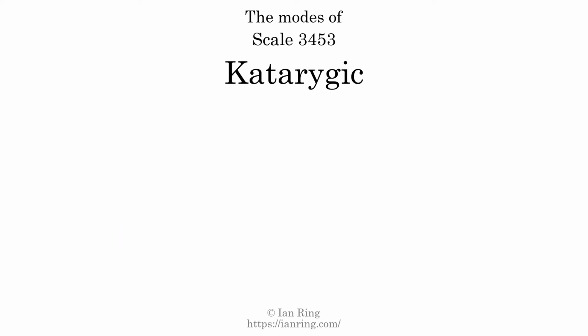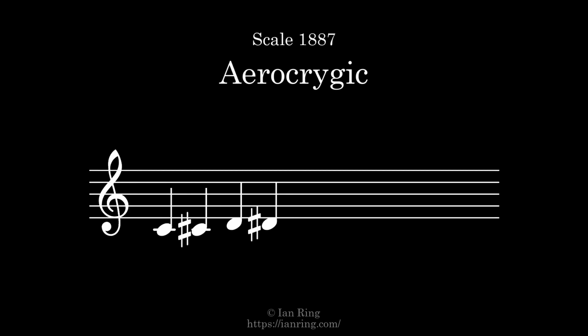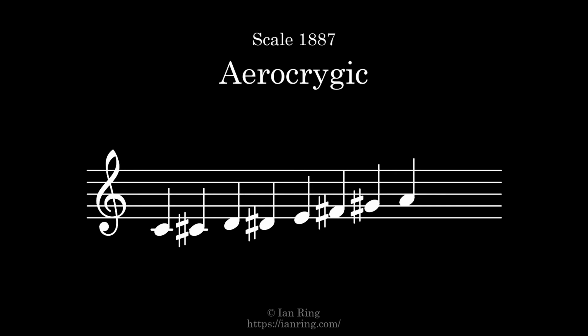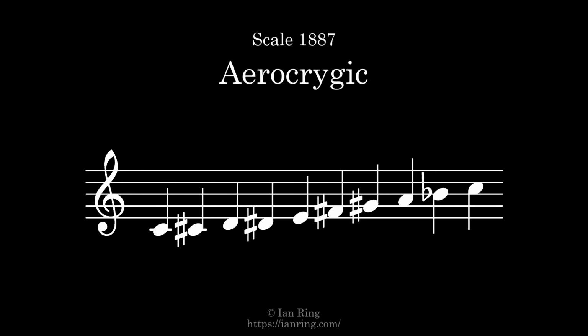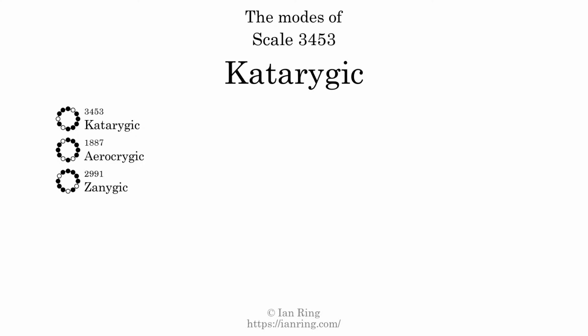This scale has 9 modes. The first mode is itself. The second mode is scale 1887, also known as Katarygic. It sounds like this. The third mode is scale 2991, also known as Katarygic. It sounds like this.